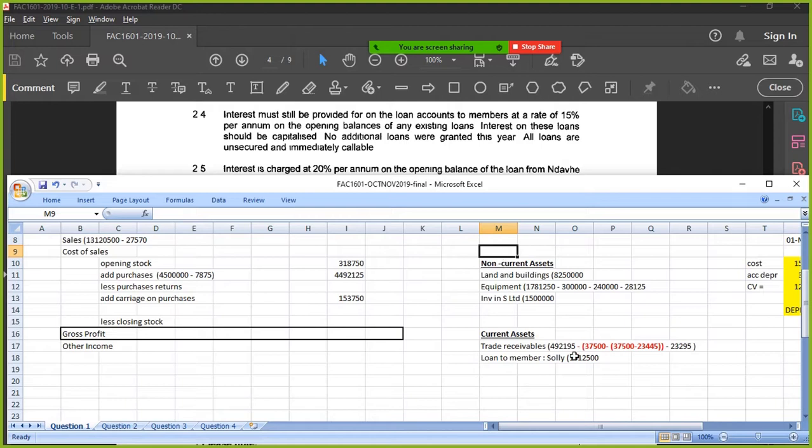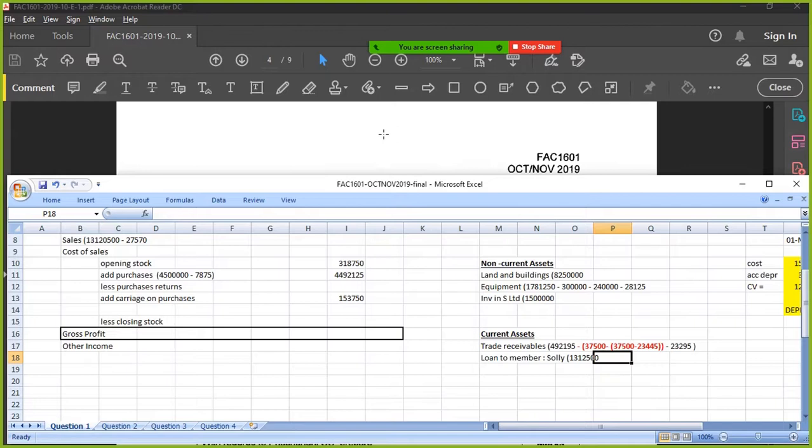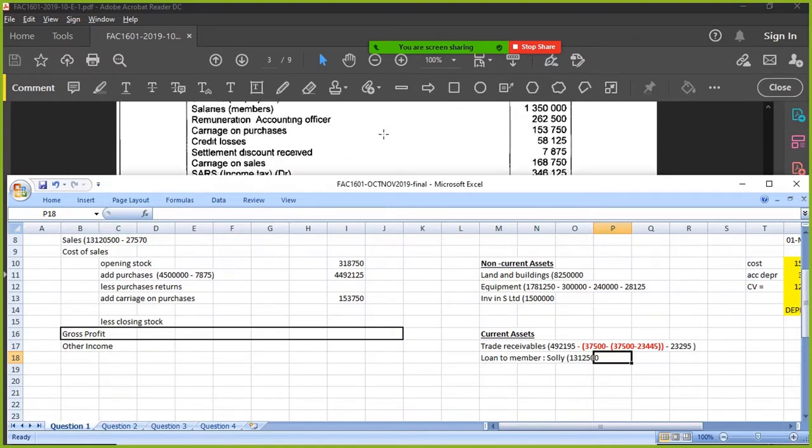Okay, so did I have any changes during the year? No, I didn't. Okay, no additional loans were granted. All the loans were secured, so all I have to do is just take the opening balances. So 15% on the loans to. Okay, I've got the amount here actually. Plus 15% of I can't see the amount. Okay, here it is. 1312500. Close brackets, close brackets.